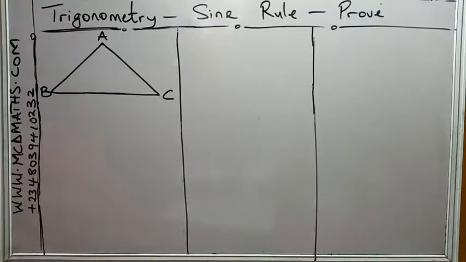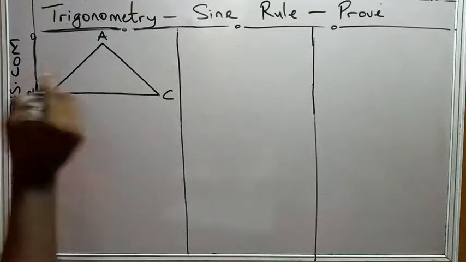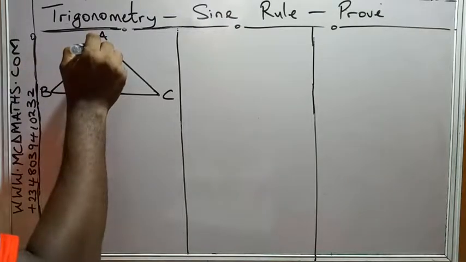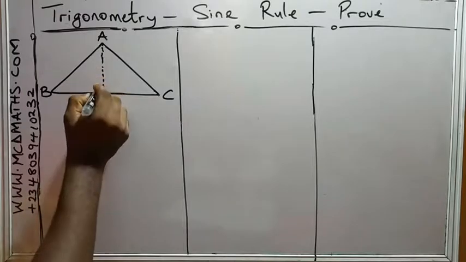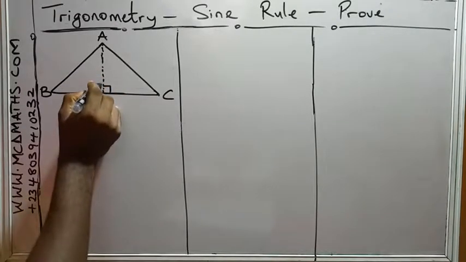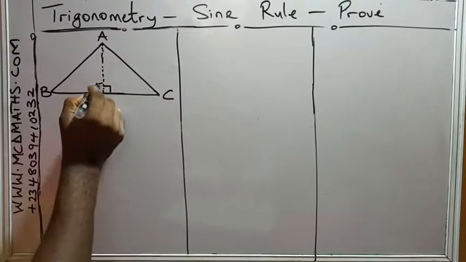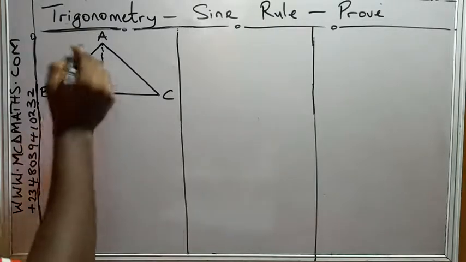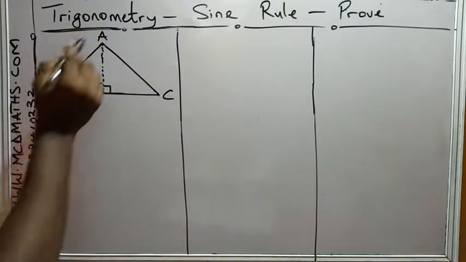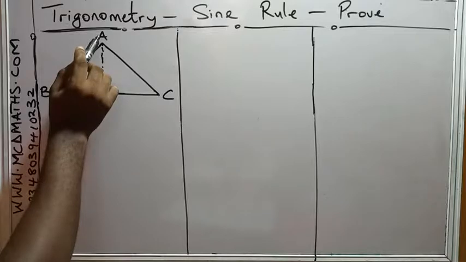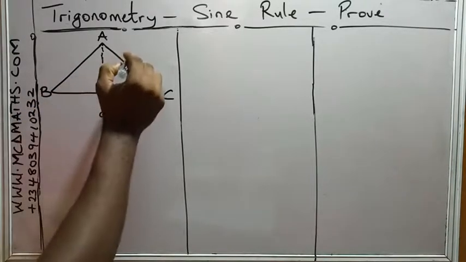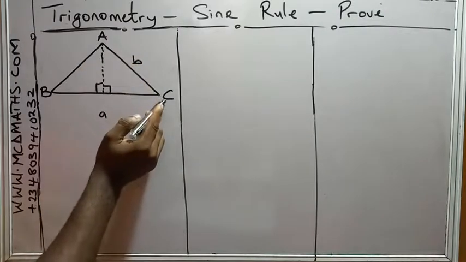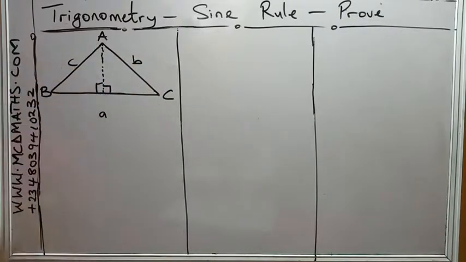Okay, now let's work on it. The first thing we can think of is to create or identify the height, and we know the height is perpendicular. It's at right angle. It forms 90 degrees on both sides. The other thing you should know is if this is A, the whole length here will be A. If this is B, the whole length here will be B, and if this is C, the whole length here will be C.